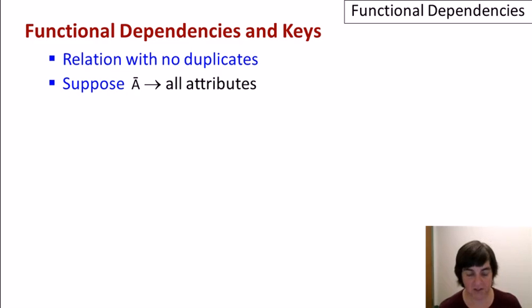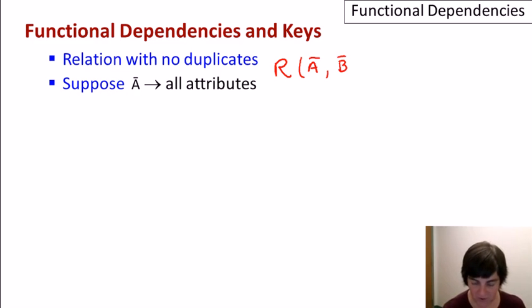So I've alluded a few times to the fact that functional dependencies generalize the notion of keys, and let's make that connection explicit now. Let's suppose we have a relation R, and R has no duplicate tuples. R has some attributes A, and it has some other attributes, let's call those B. And let's suppose that we have a functional dependency that A determines all of the attributes in the relation.